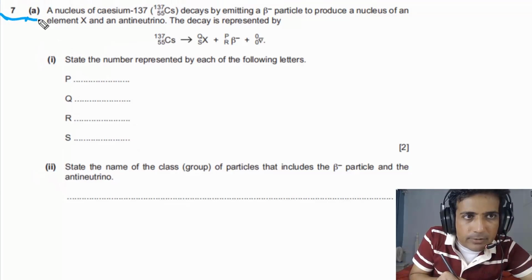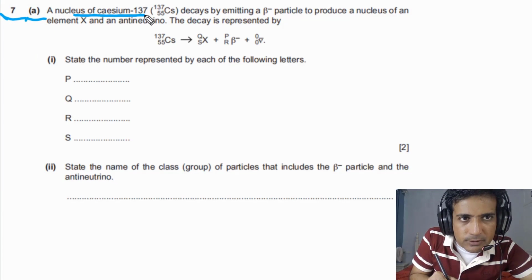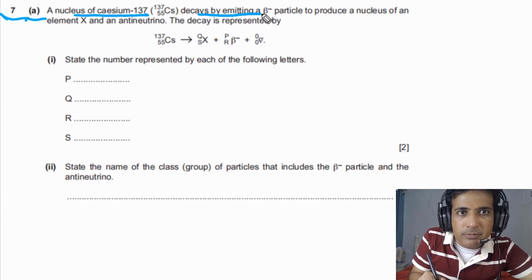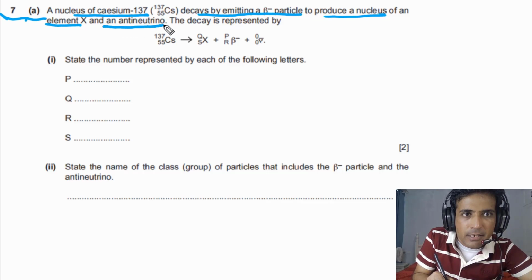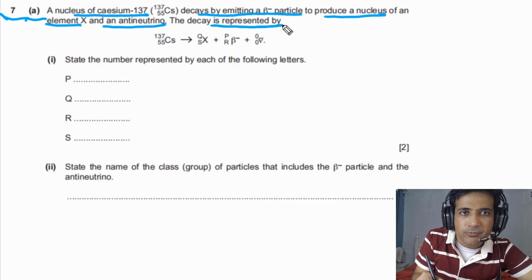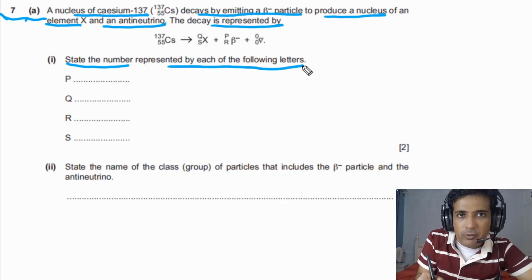For question number 7, part A, a nucleus of cesium-137 decays by emitting a beta minus particle to produce a nucleus of an element X and an anti-neutrino. The decay is represented by this equation. We need to state the number represented by each of the following letters.